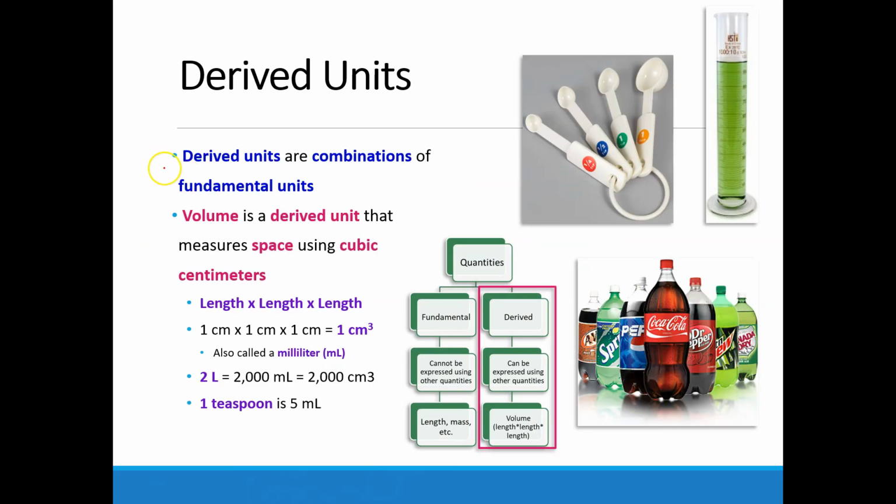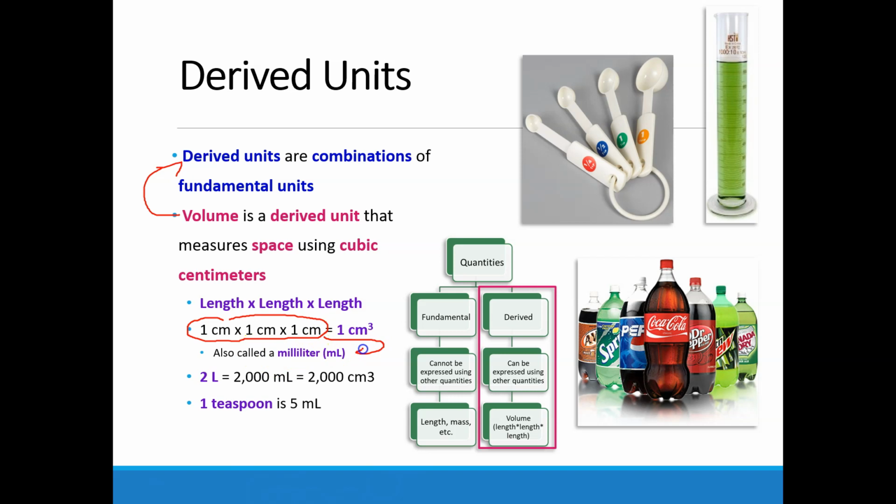All right, so the last type of unit we want to talk about was a little bit different. This is volume. Volume is what is called a derived unit because it's actually a combination of fundamental units put together, so it can be expressed with other fundamental units. For example, we measure volume by using cubic centimeters because we can multiply 1 centimeter by 1 centimeter by 1 centimeter to make a cubic centimeter, also what is called a milliliter.